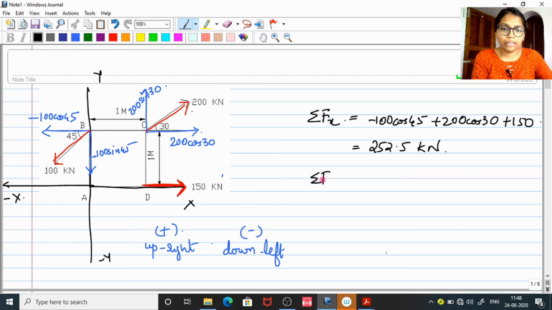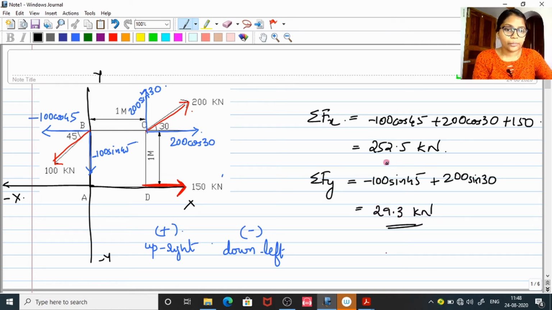And next, sigma Fy is adding every vertical force. Here it goes negative 100 sin 45 and positive 200 sin 30, and nothing along the vertical direction for the 150 kilonewton. After addition, the value is 29.3 kilonewton.